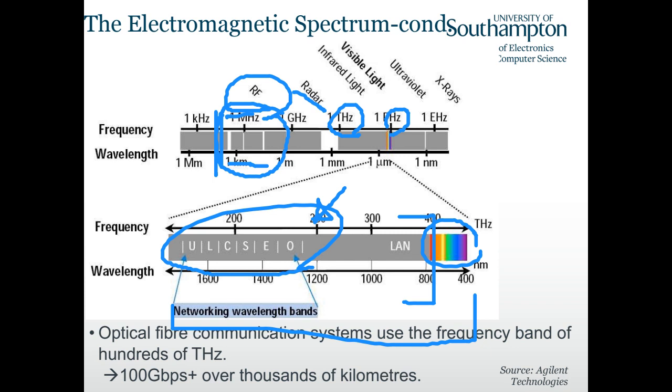So for RF signal, it is more electricity centric. And then for optical signal, it's generated based on the photon theory of light. We'll talk more about both of them a little bit later.